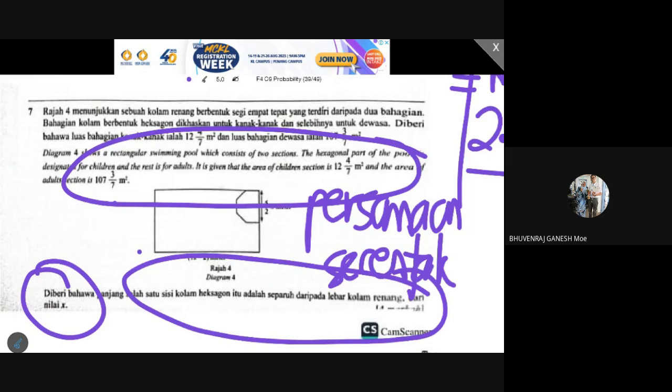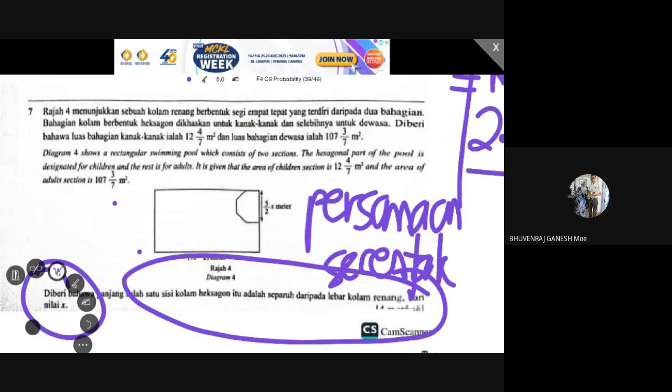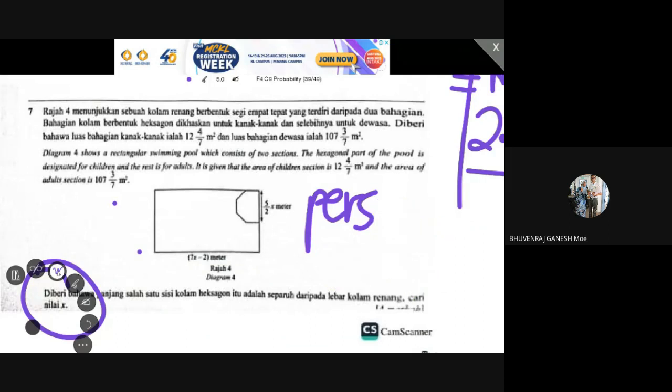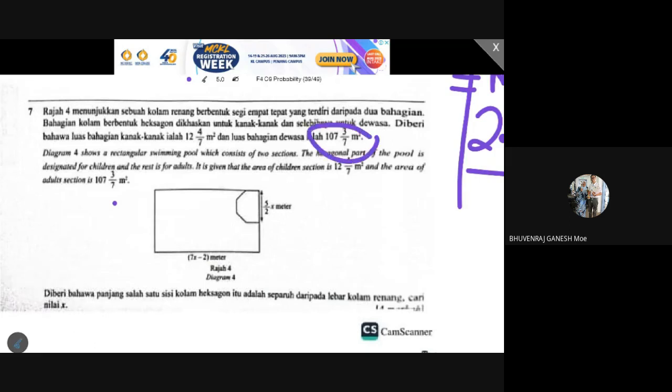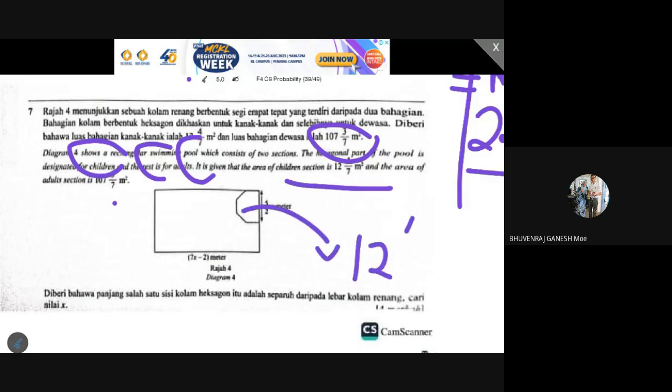Okay, so now the problem is we have to form the two equations. Masalah sekarang kita kena bentuk dua-dua persamaan tu. So this one you see over here. Hexagonal part is for the children. The rest is the adults. Okay, so they say children, this one is 12 4/7. Okay, luas dia, area of the hexagon.